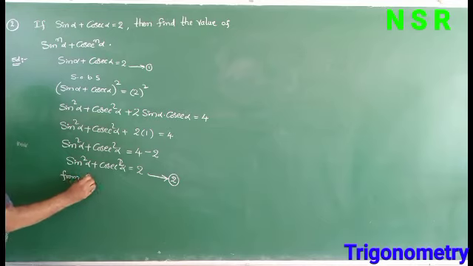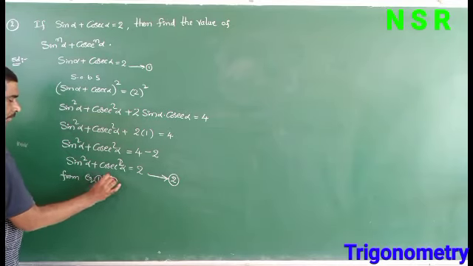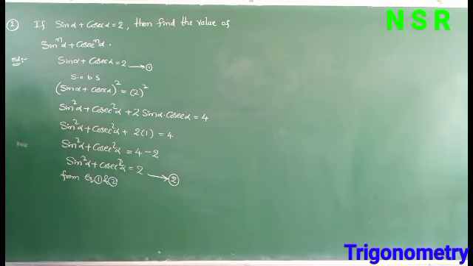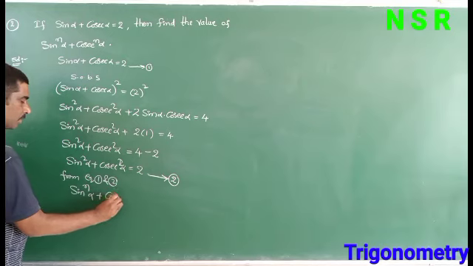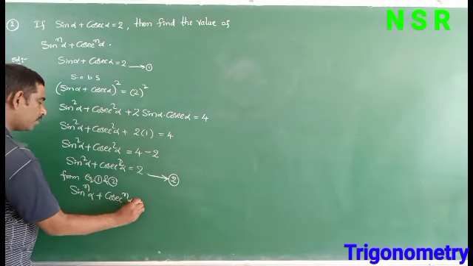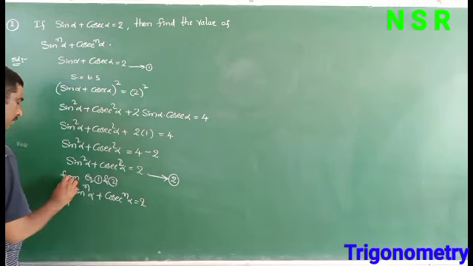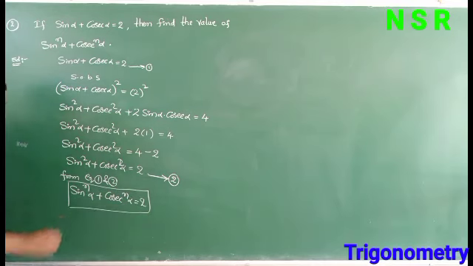So from equations 1 and 2, we can write sin^n alpha plus cosec^n alpha is also equal to 2. So this is our second question.